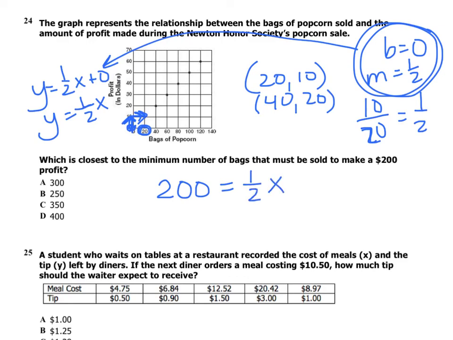Remember that when you have a coefficient that's a fraction here, you multiply to get rid of it, not by 1/2, but by 2. A number times its reciprocal cancel out. And we get 400, which is D.